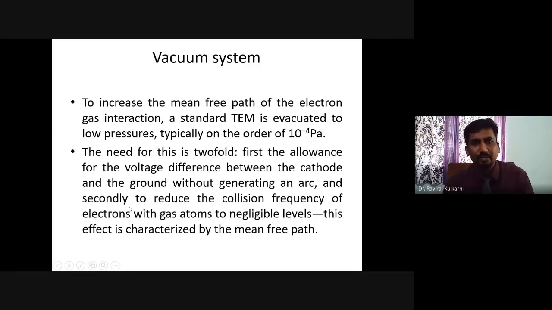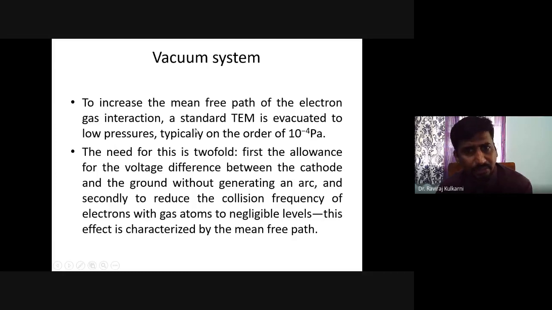Then you require what? A vacuum system, to increase the mean free path of electrons, reducing electron-gas interactions. Mean free path means, for example, electrons are here and a gas molecule is here; they collide. There should not be any collision. So if electrons should not collide, you require what? Vacuum. What is the highest possible vacuum? It is 10 raised to minus 4 pascals, or in torr, 10 raised to minus 11 torr, or 10 raised to minus 11 millibars.